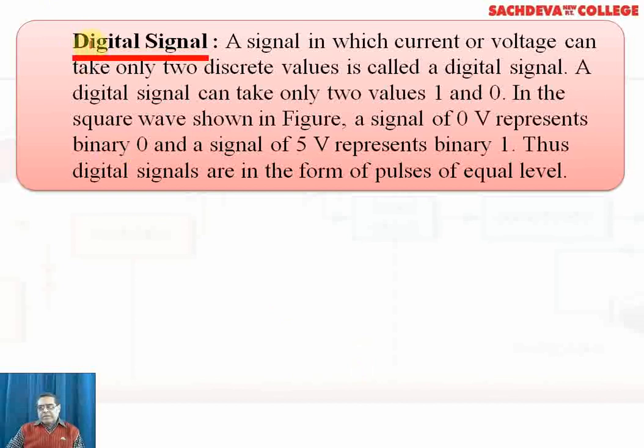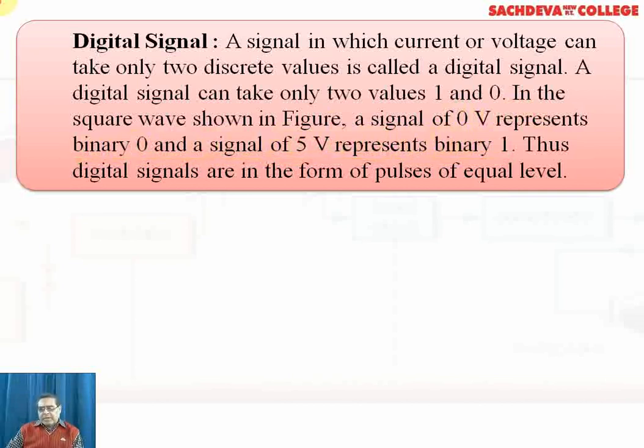Now we come to the digital signal. A signal in which current or voltage can take only two discrete values is called a digital signal. So two discrete values are important. A digital signal can take only two values: one of them is 1 and the other is 0. In the square wave shown in the figure, a signal of 0 V represents binary 0 and a signal of 5 V represents binary 1.